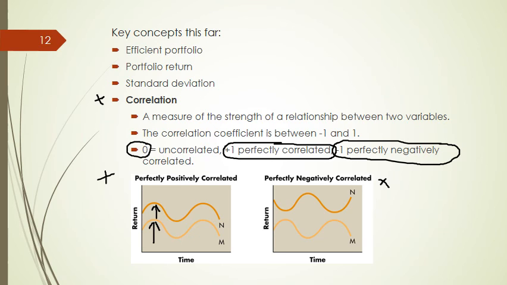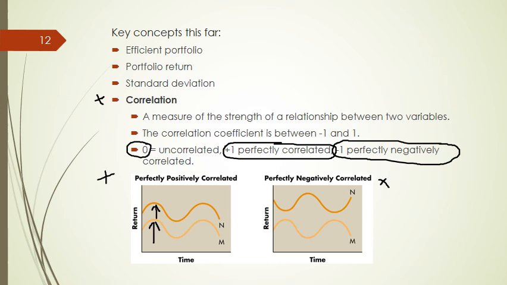But in this instance, with perfectly positively correlated assets, there is a one-to-one relationship, where an increase in the returns for asset M results in a corresponding increase for asset N.